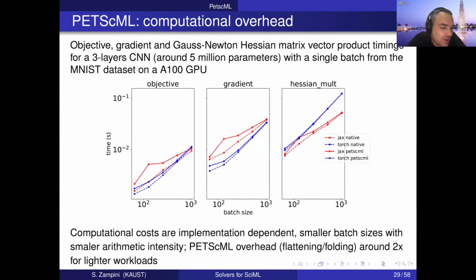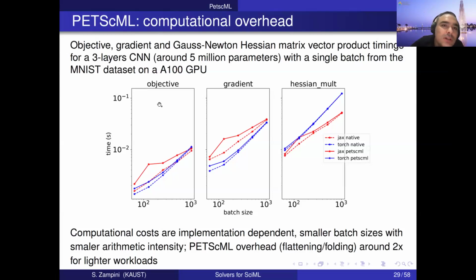Because usually when you work in native mode, let's say JAX or Torch, and you have a neural network, your parameters are dictionaries or something like that, and you never linearize the memory, or flatten or fold the memory, to interface with linear algebra, right? Or if you do it, it has a cost, right? And what is this cost? This is what you can see here.